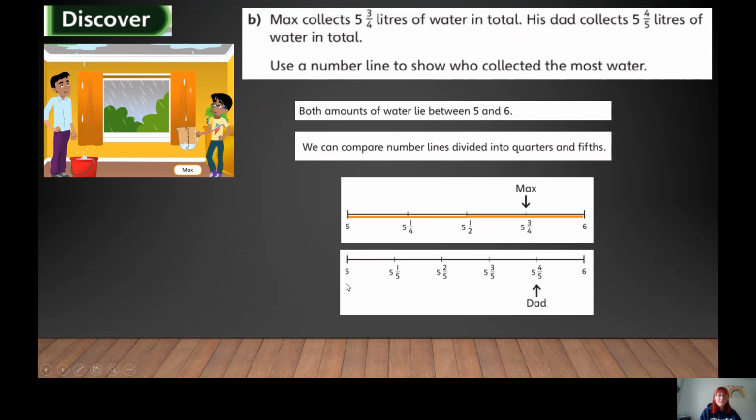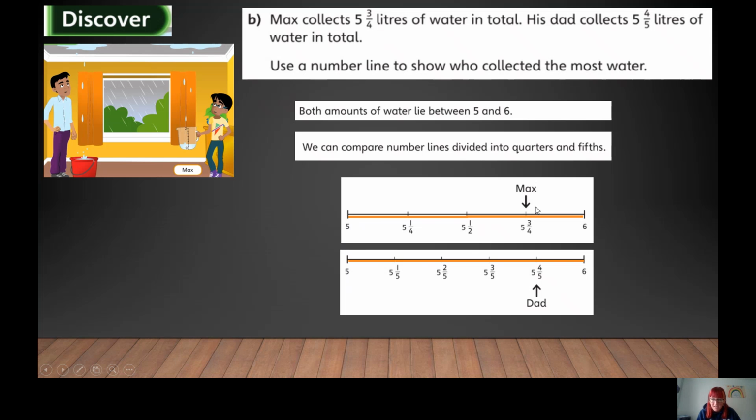Compared to Dad, same length of number line. We start with the integer 5 and the integer 6, but this time we're dealing in fifths because we need to split the same length of line as Max's into 5 equal intervals. So this interval represents a jump of a fifth and another fifth, taking us to 5 2/5 litres, 5 3/5, and so on. So 1/5, 2/5, 3/5, 4/5, 5/5. In other words, we've split our number line equally into 5 equal parts. And according to this, Dad's amount of water collected is 5 4/5 here.